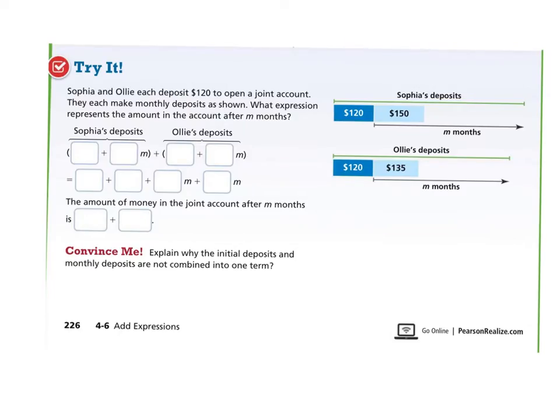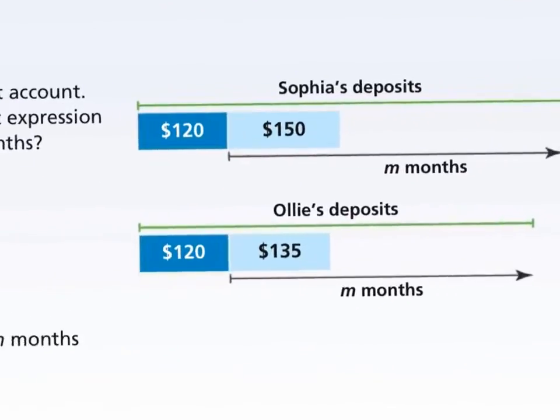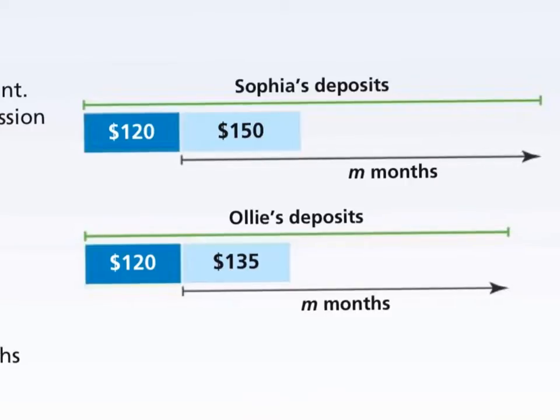So the Triet, Sophia, and Ollie each deposit $120 to open a joint account. They each make monthly deposits as shown. What expression represents the amount in the account after M months? So similar idea to what we just did here. The dark blue is their initial deposit. So they each put $120 in initially. And then you can see Sophia is depositing $150 a month. Ollie is depositing $135 a month.